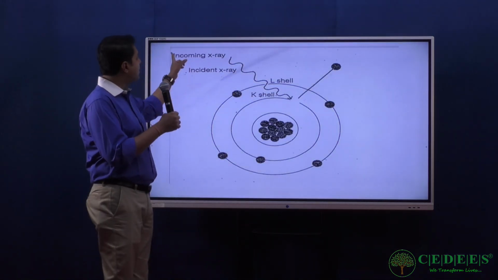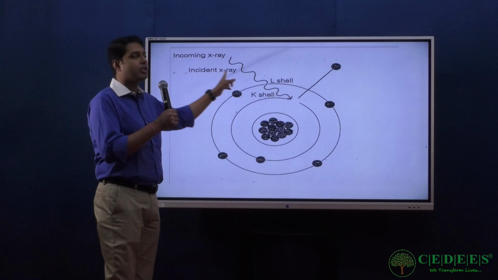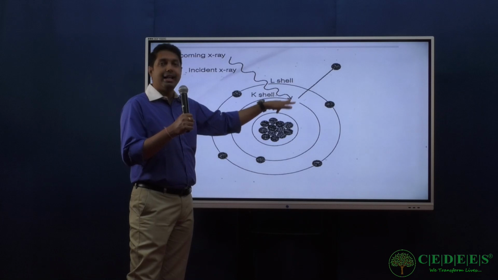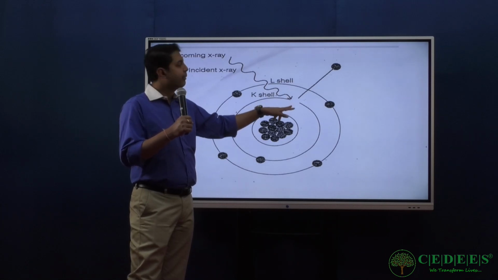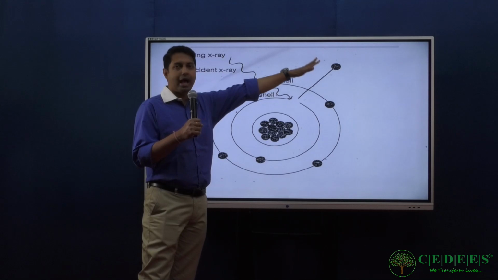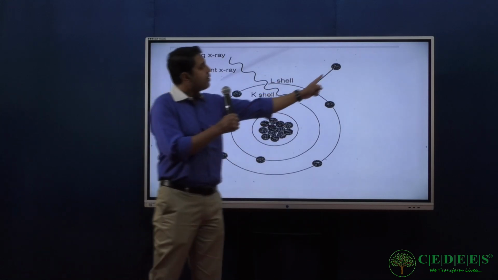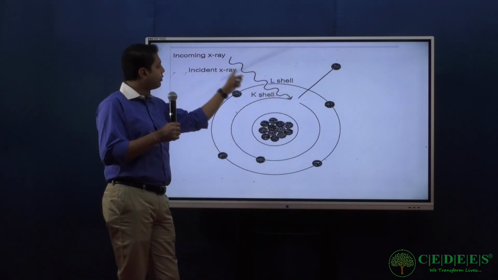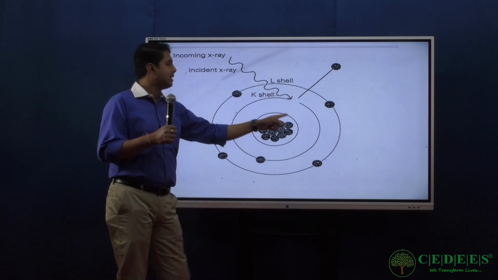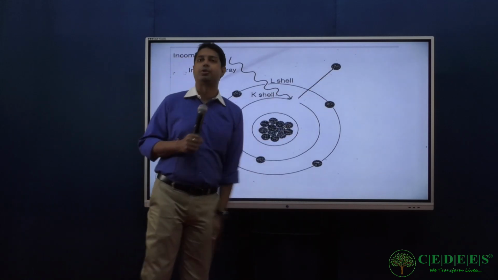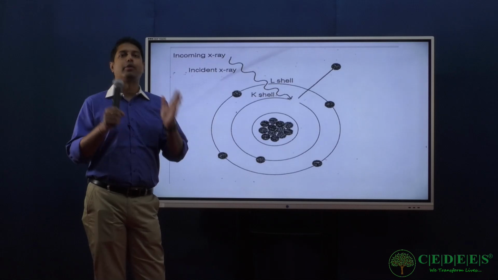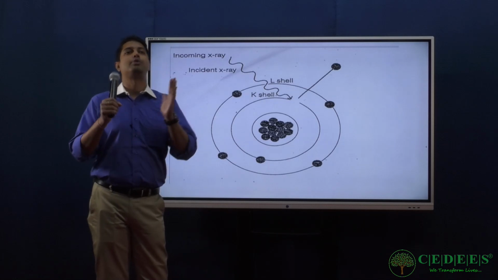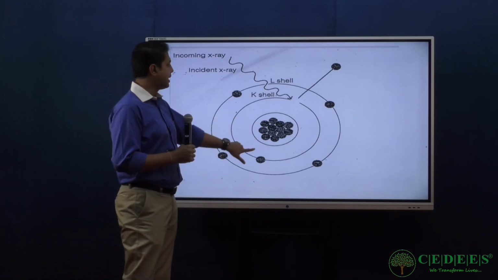So this is what exactly happens when there is an incoming X-ray photon, which is also called the incident X-ray photon. It comes and hits one of the electrons here, so there is a collision. This electron is knocked out as a recoil electron, and the energy released by this recoil electron is equal to the energy of this incident photon minus the binding energy of this recoil electron, and that is your energy of the photoelectron. That is how energy is released in photoelectric absorption. Is that clear? So this is the process.